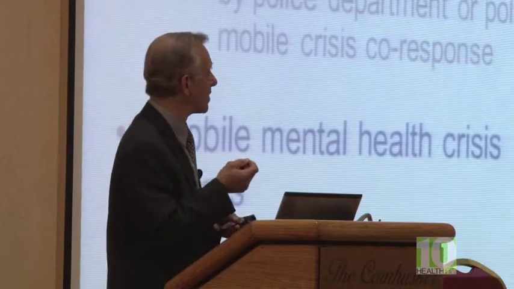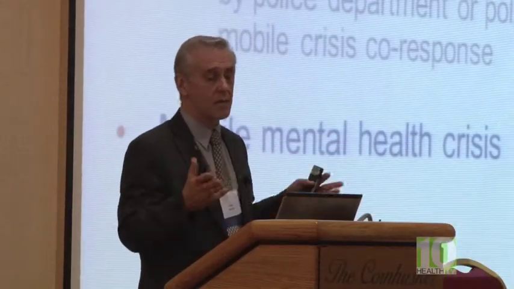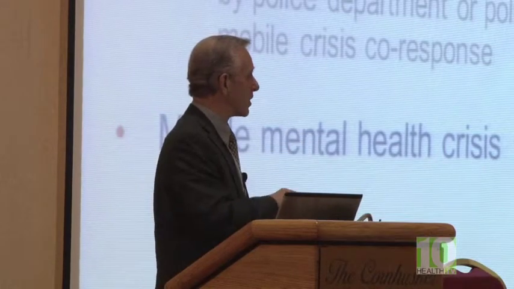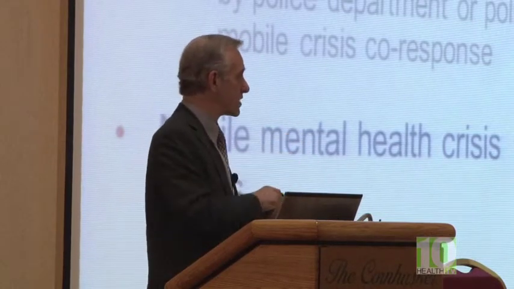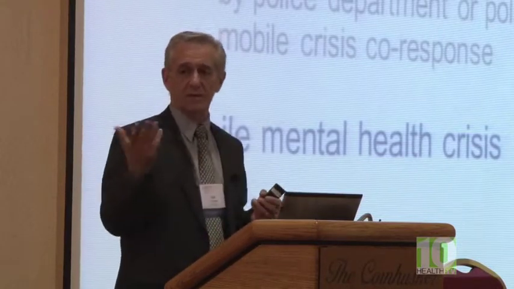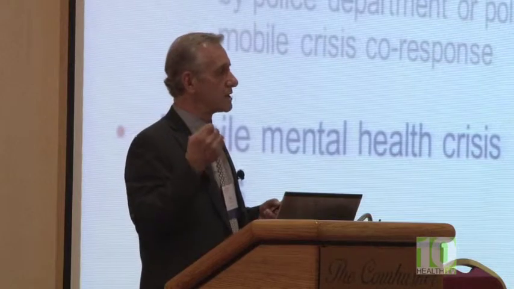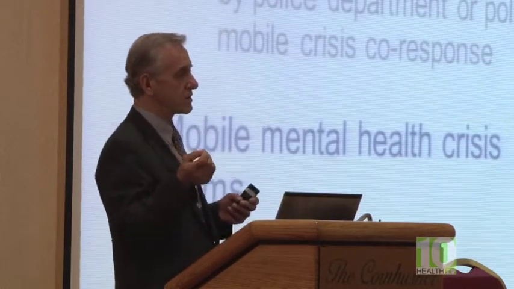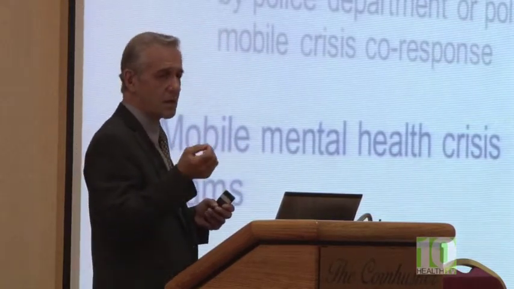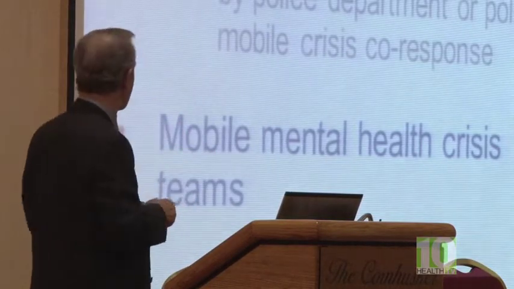There's also a co-responder model where the police will go out. They may not have the CIT training, or they may, but a mental health provider, a mobile crisis team worker, will go out with them to respond to the scene. It's a very effective model. In fact, some communities use both models. And Lincoln and Omaha, I think, may use both models. They have a co-response. Again, a very effective model.